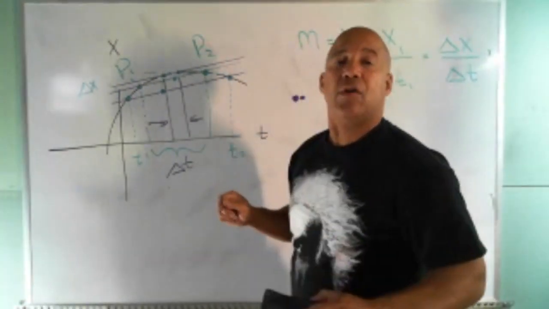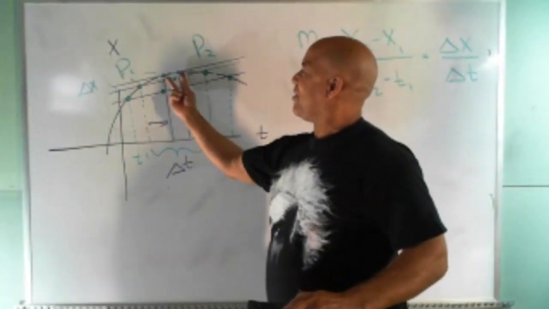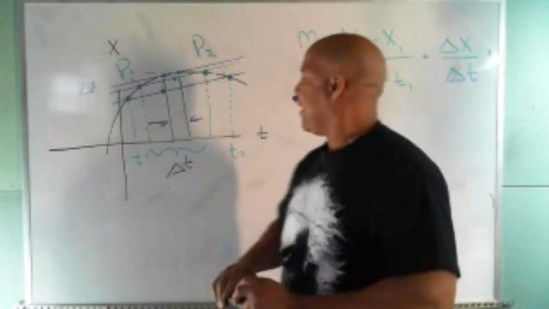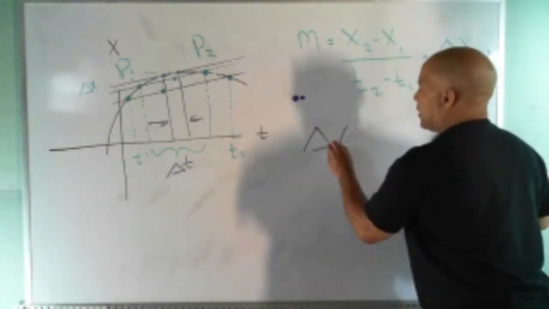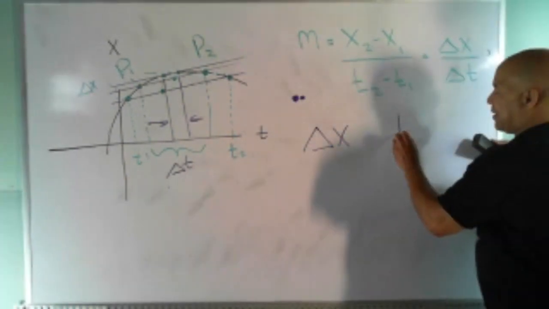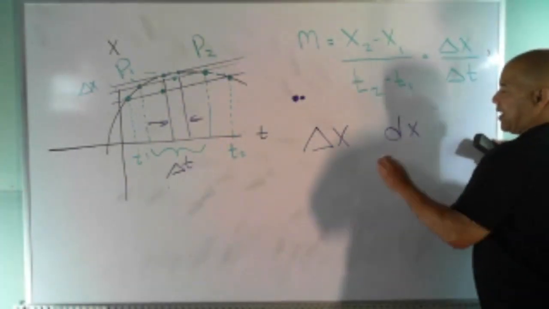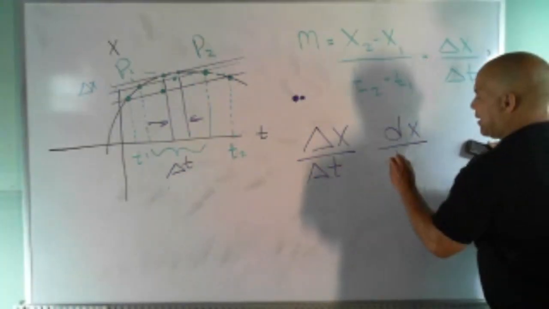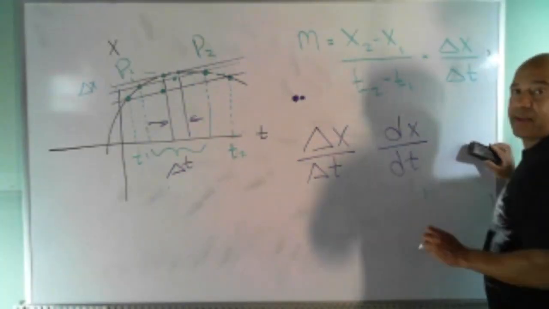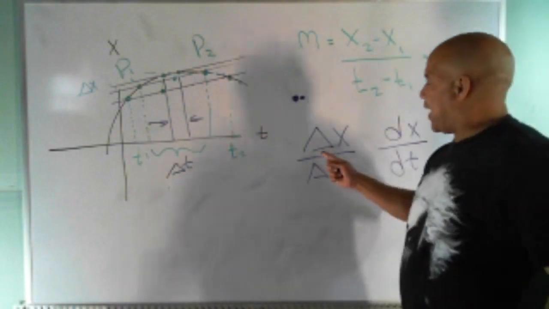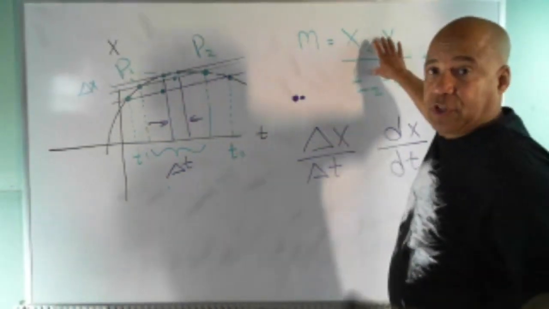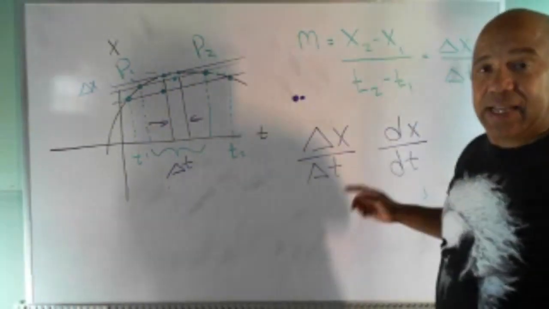So what they do is, when we get down to where the points are so close that we can treat them as if they're 1 point, instead of writing delta x, they write dx. And instead of writing delta t, they write dt. So this right here, this change in x over change in t, which is our regular slope formula, is the slope of a secant line.